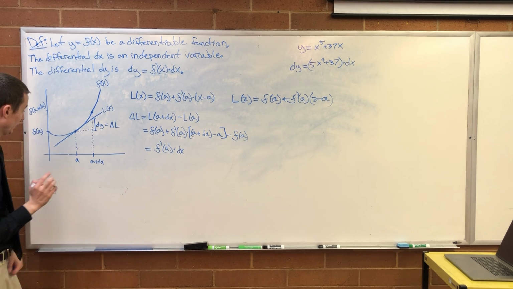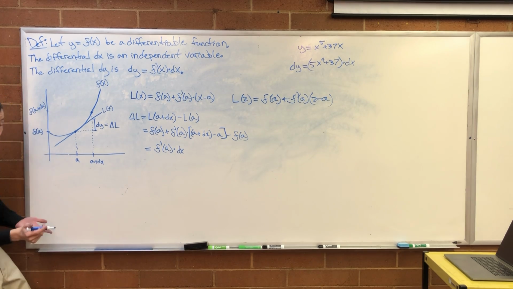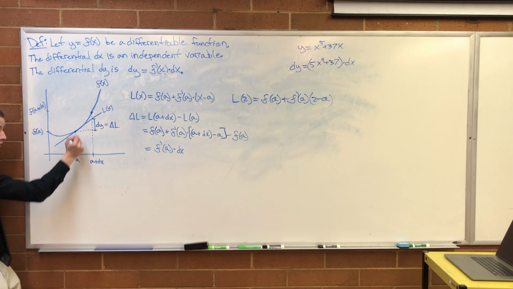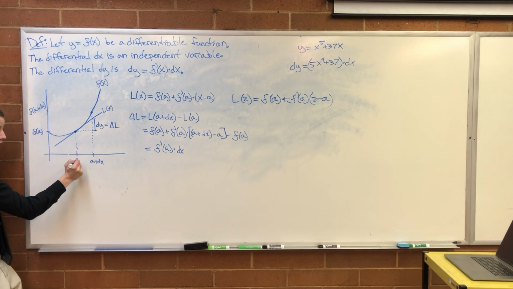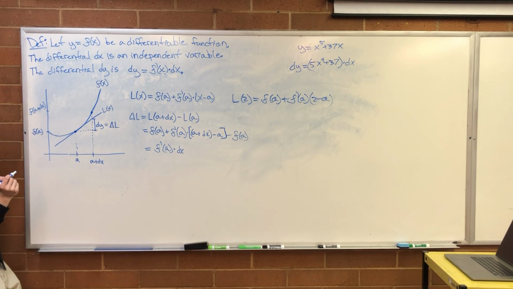Follow that? Notice it makes sense that L of a is just f of a, because what's the value of our line L at a? It's just f of a. So that makes perfect sense. Good? You follow everything we just did? I think so. You think so? What's making you only think so?